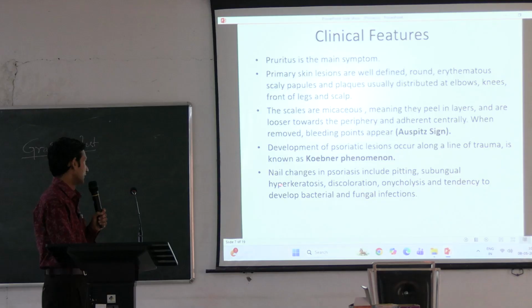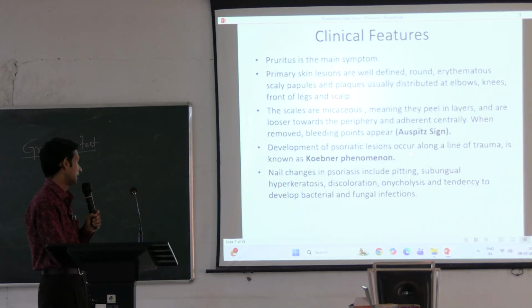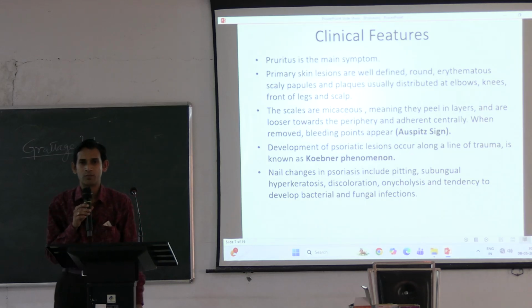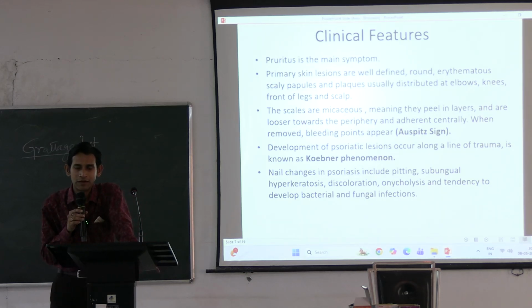Now, coming to the development of psoriasis lesion occurs along the line of trauma. This is known as Koebner phenomenon or isomorphic phenomenon. So, what is Koebner phenomenon? Koebner phenomenon means development of the new skin lesion which is similar to the pre-existing dermatosis both clinically and histopathologically, which occurs following trauma, is known as isomorphic phenomenon or Koebner phenomenon.